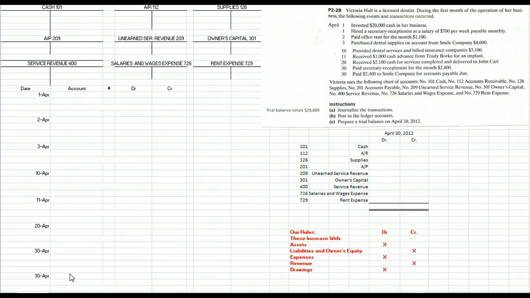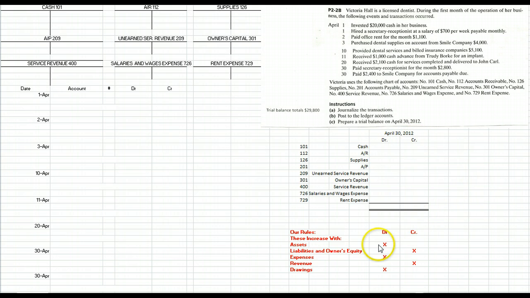learning experience. So what we're going to do is make a bunch of journal entries here for the first month of this dentist's business. Then we're going to post them to ledger accounts, which are going to be represented by T accounts. And then we're going to create a trial balance, and hopefully all our debits will equal all our credits.